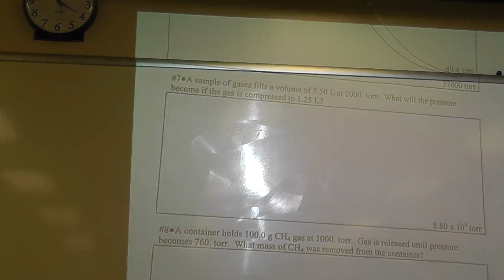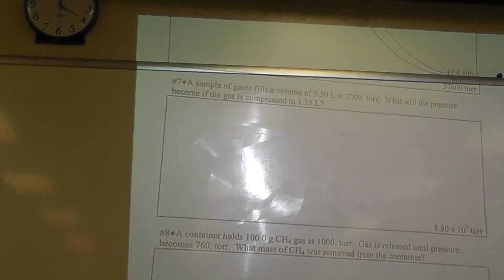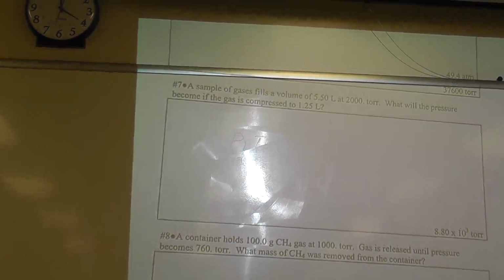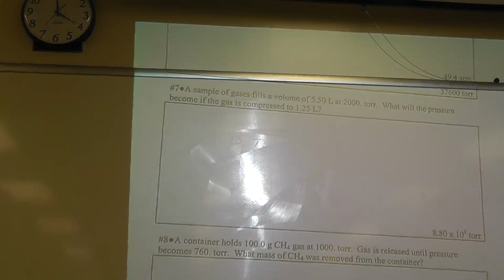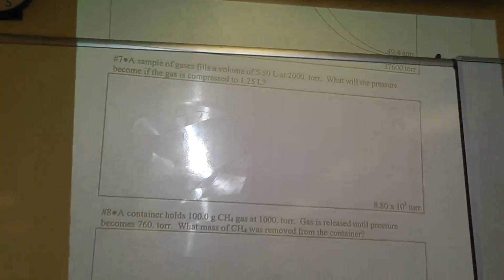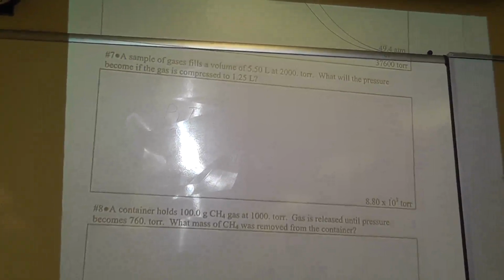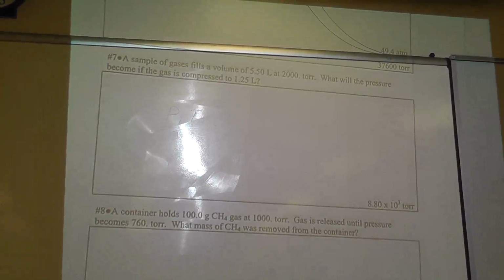Just from reading this, do you see that this is a combined gas law problem, not an ideal gas law problem? By the information that you're given, that tells you. Combined gas law is for changing conditions. Ideal gas law is not.